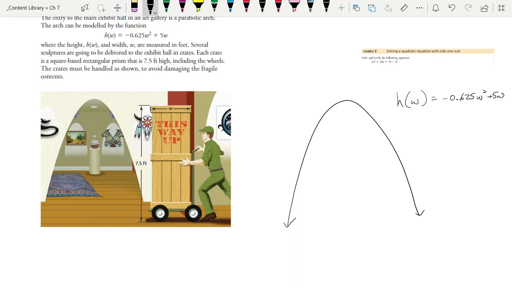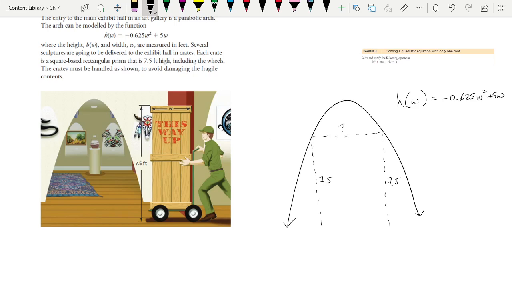So let's see. There it is. No, that's not it. I just want to copy this same diagram because it's a really good diagram. There it is. So I need to know if this crate is right across here, and this is 7.5, and this is 7.5, what's the absolute widest that the crate can be before I know it won't fit in the doorway? That's the basic idea here.